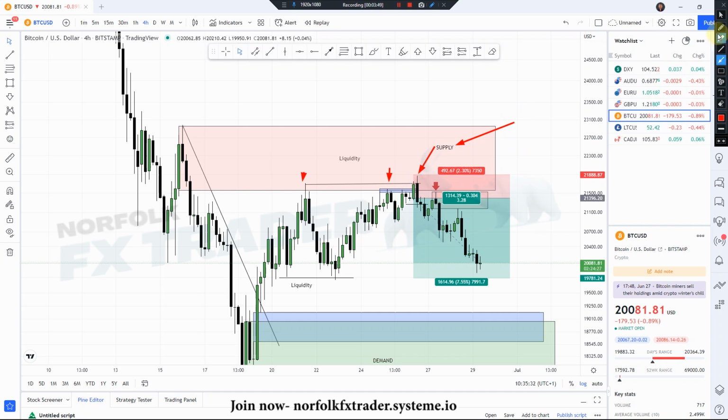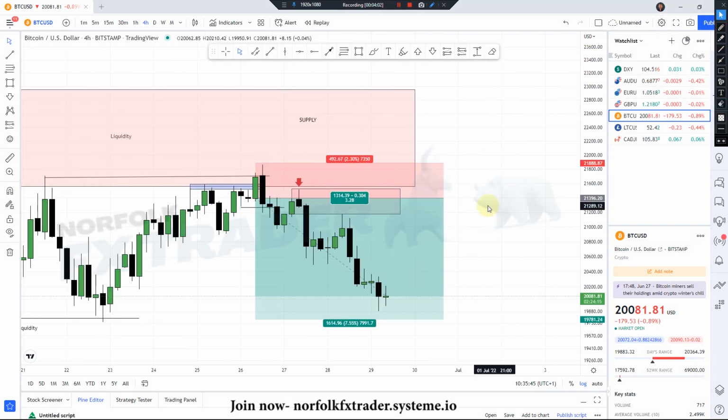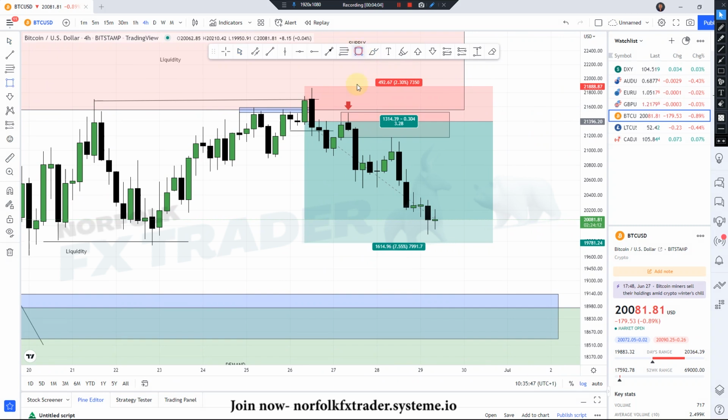So for a change of character, we'll be looking for this low to be broken. So we break out here. At the same time, that's your first break of structure. So on this occasion, we're seeing on this time frame the break of structure and a change of character at the same time. That makes this area of supply. So this is your area of supply in the market.